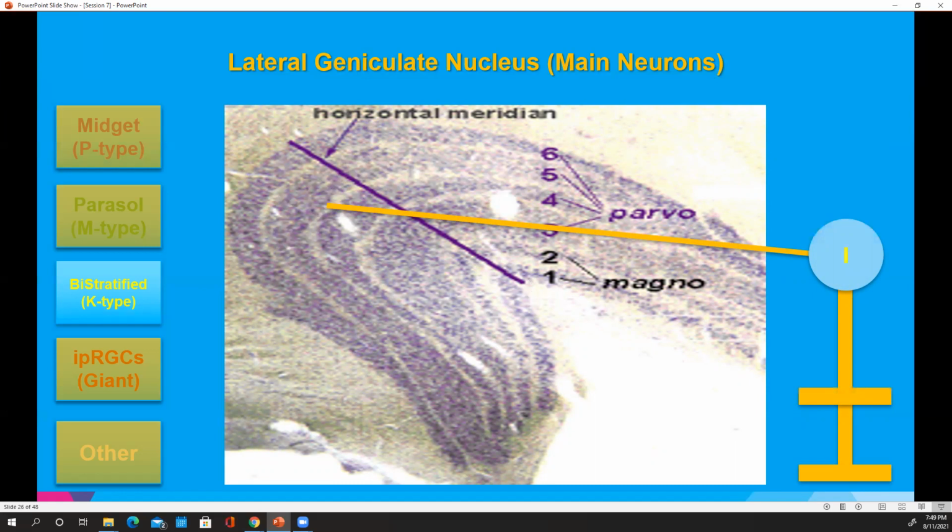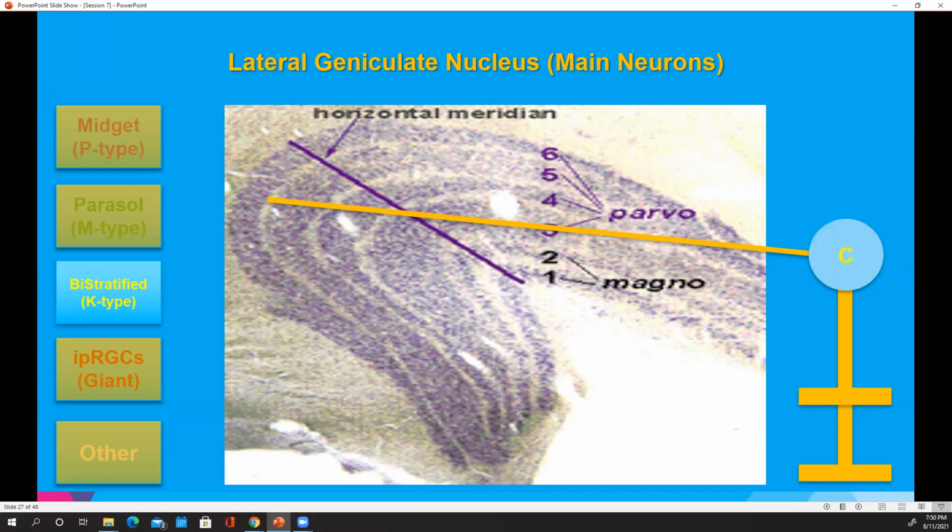Make sense? And we do the same thing. I go find another one. Here's one here. It's 6, right? Well, we know 1, 4, and 6 are, of course, contralateral. So this is going to be a contralateral bistratified K-type ganglion cell.